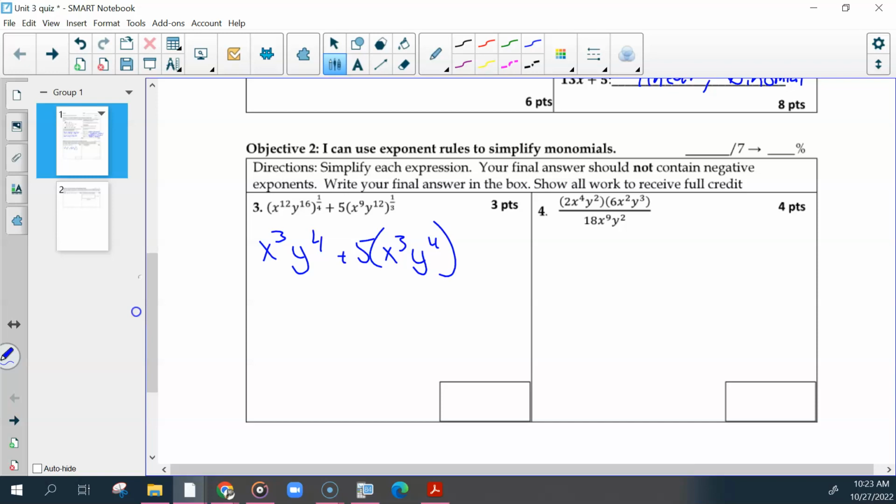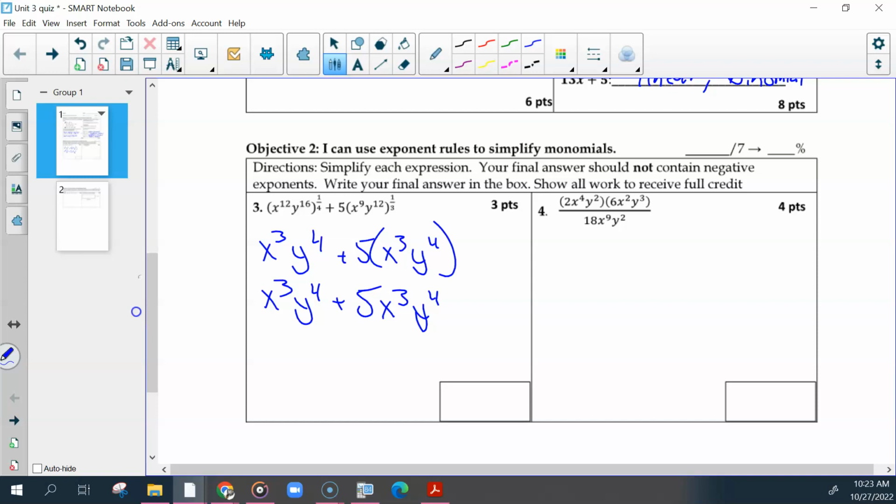After that is where I saw a lot of problems. Here you should just be multiplying this entire thing by 5, not distributing the 5. There's not a plus or a minus in between, so we can't separate this. So this should just be 5x to the third, y to the fourth. Some of you are putting 5x to the third, 5y to the fourth, and we shouldn't have been doing that.